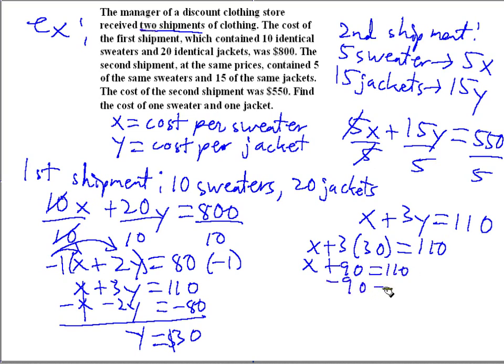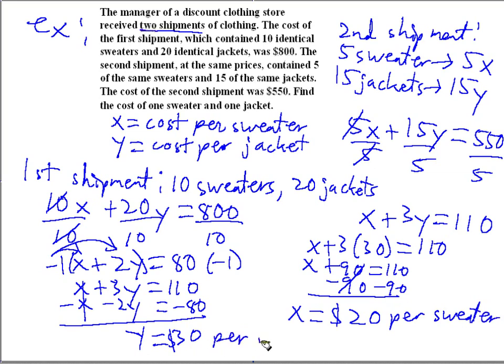Subtract 90 from both sides. So x is equal to, well, that's going to be $20. So it costs $20 per sweater and $30 per jacket. All right. So obviously the prices are going up these days on clothing as well. Okay. So again, $20 per sweater, $30 per jacket. That's our solution here. Okay?